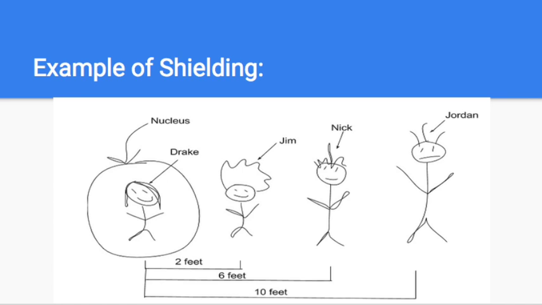Thus, Jim is the closest to Drake and has the smallest atomic radius to the nucleus, resulting in the greatest attraction occurring between Drake and Jim. Then, as you reach Jordan, who is the farthest distance away from the nucleus, with the largest atomic radius, he and Drake share the weakest attraction. Also, the farther away the person was from Drake, the bigger they were.